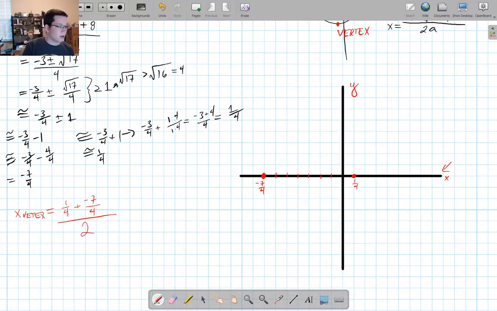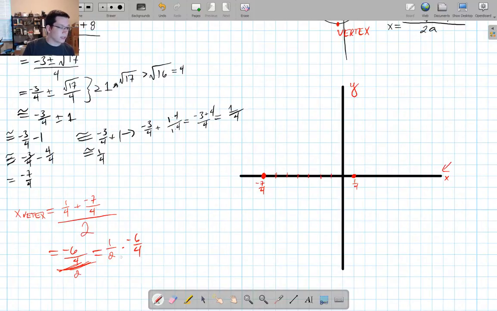Now they're both in terms of fourths, so it's a common denominator already. So we have 1 plus negative 7, which is negative 6 over 4, all over 2. When we have a stacked fraction like this, I like to make the bar bigger on the fraction with the fractions on top so that it's obvious. So that means we have 1/2 of negative 6/4.